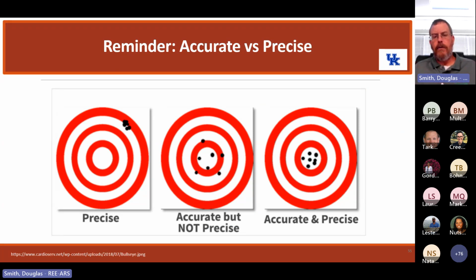Across the entire field, we know that the average of all the soils is going to give us about the right fertility level. So it's accurate, but it's not precise. What we want to be able to do is be both accurate and precise.